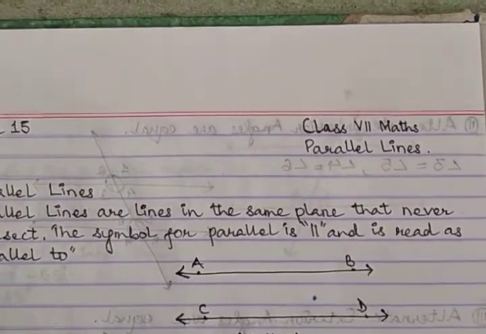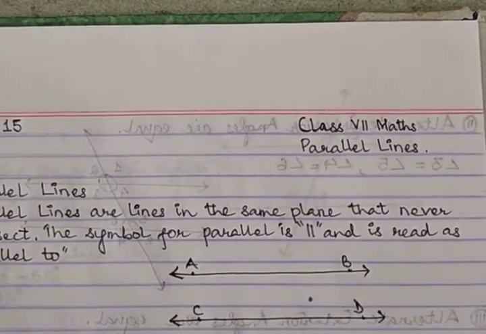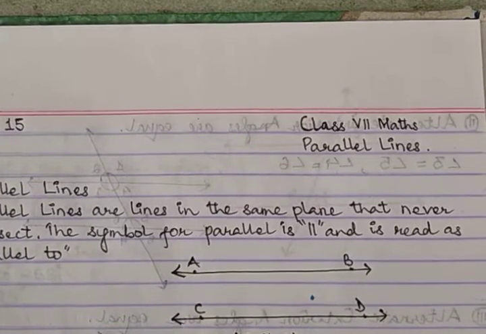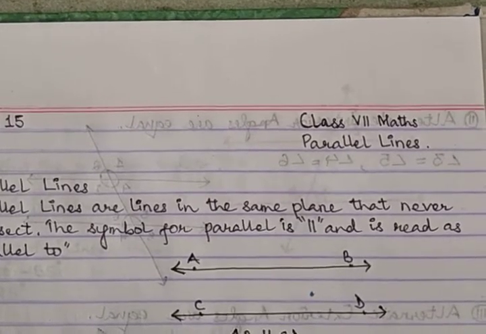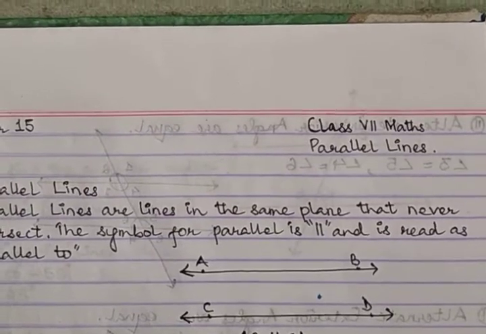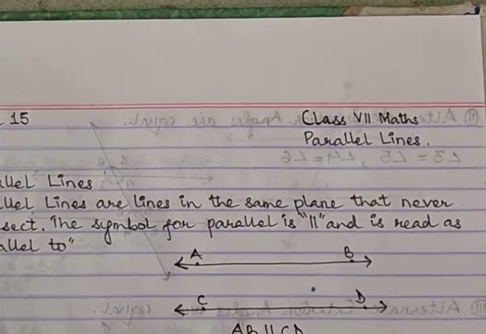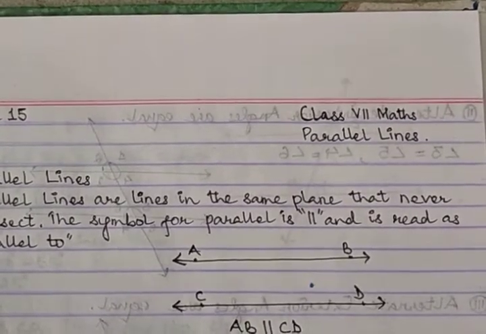Since we were dealing with the geometry section and we have finished with the two intersecting lines, that is vertically opposite angles, in this video we will be dealing with parallel lines and a transversal. What are parallel lines and a transversal? You will get to know after the video.